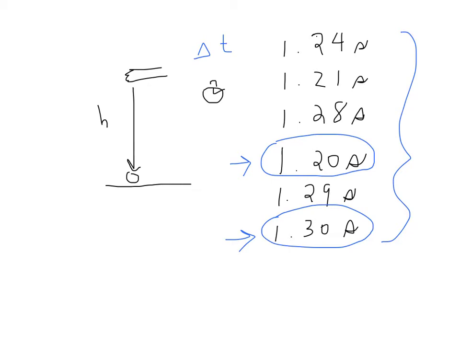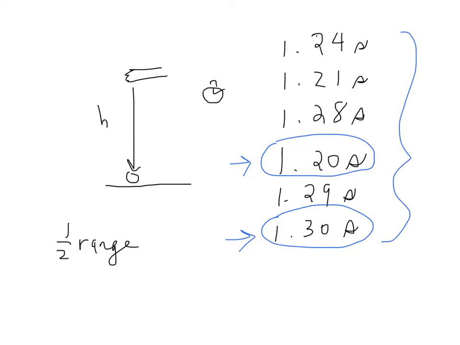Actually, let me erase the delta. We haven't discussed it yet, so don't worry about it. The uncertainty for a set of repeated values or measurements is often taken to be half of the range, right? So I look at my data, I say the biggest time was 1.30. The smallest time was 1.20.